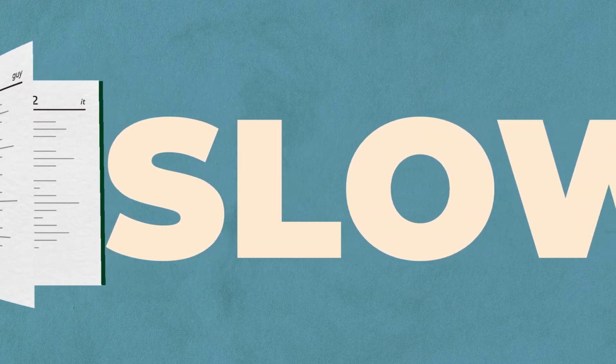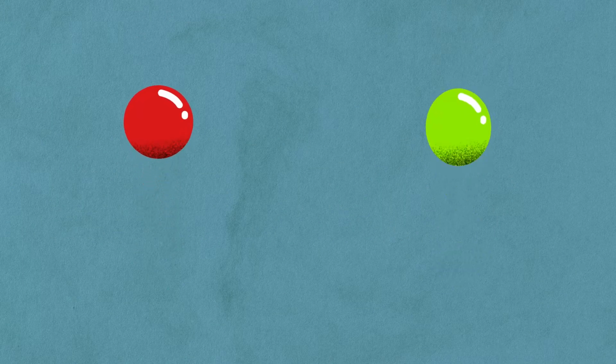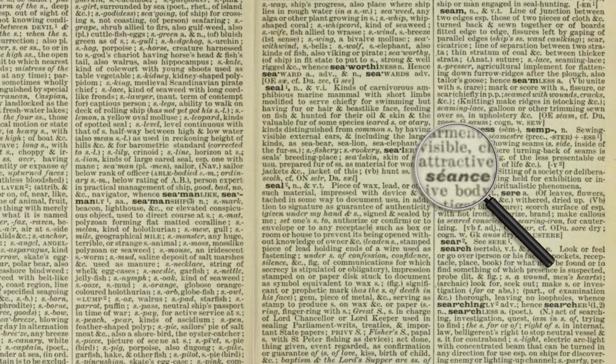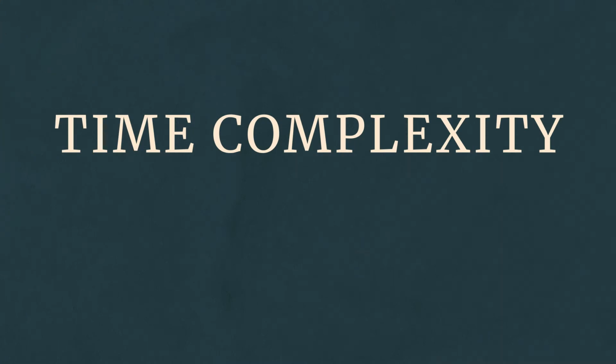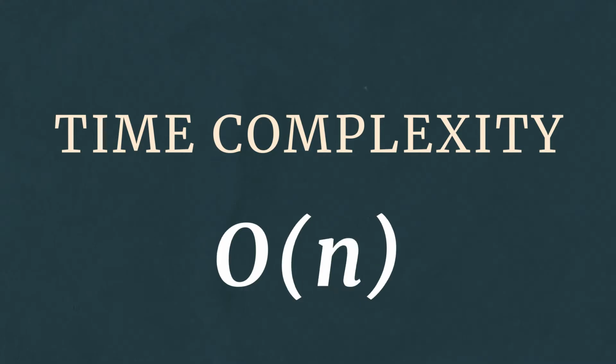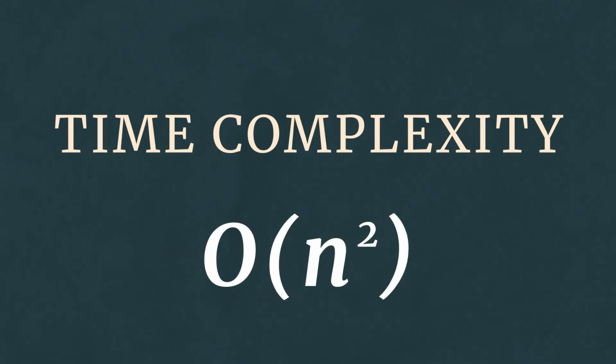But first of all, what do we mean by slow here? Why is it slow? Who decides this? Slowness is relative. For something slow, there must be something fast. So how can we measure the speed of searching through a dictionary in computer science? We use the concept of time complexity, indicated by the symbol O, like this: O of 1, O of n, O of n times m, O of n squared.